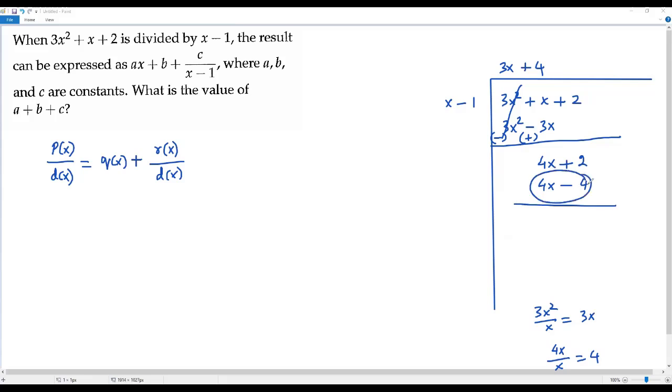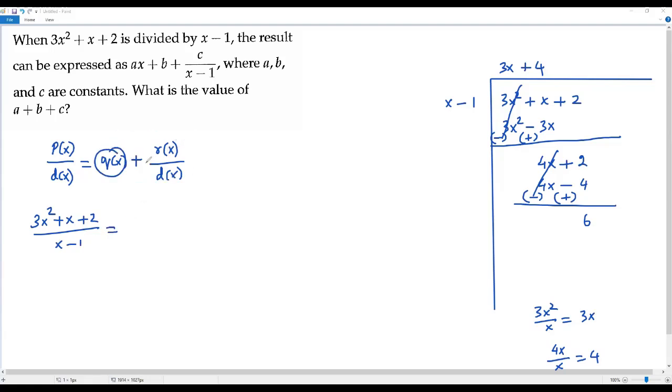Now I subtract this expression from the expression at the top. Since I am doing subtraction, I multiply the bottom expression by a negative sign, so it becomes −4x + 4. The 4x and −4x cancel out. Combining 2 and 4, I get 6. Now we can write the given polynomial division, 3x² + x + 2 over x − 1, in this form.